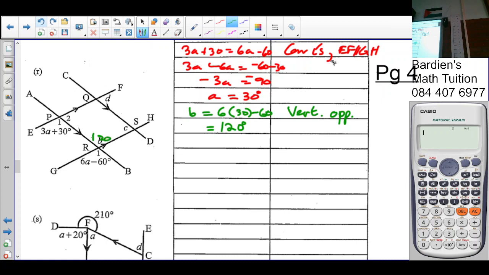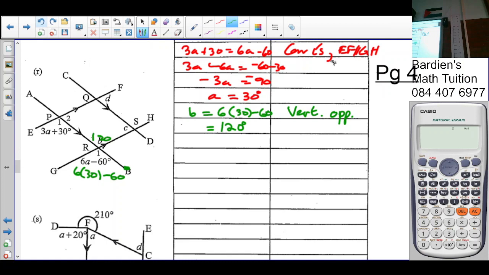B1. P1. There's no B1. There's B. B is here. R1. R1 is going to be 6 times 30 minus 60. We worked A out to be 30.